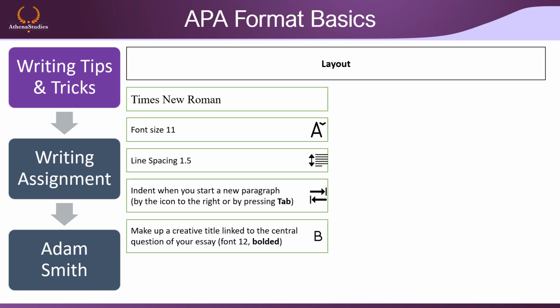Then you need to make up a creative title that's linked to the central question of your essay. And the title needs to be a bit bigger with font 12 and of course bolded so that it stands out. And what's important for the title is that it should be concise, short, not repeating the research question, and in no way containing the research question as well. So it should basically be a hint towards how and what your essay is going to discuss.